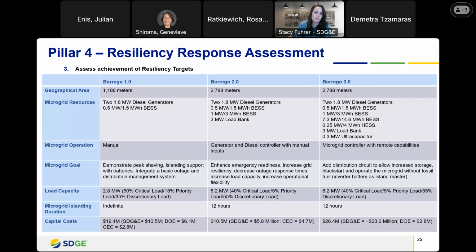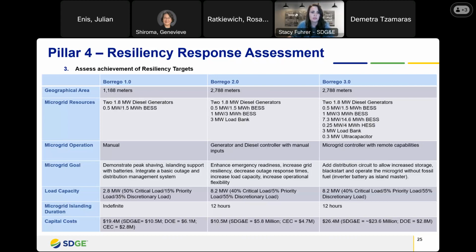And then through SDG&E's different grants that we've received for the Borrego Springs microgrid, there's been different goals for what the microgrid is trying to accomplish. So back in Borrego 1.0, that would have been our DOE grant. Back in Borrego 2.0, that would have been our CEC grant. Basically, we just wanted to try to increase resiliency by adding more customers, decrease outage response time.